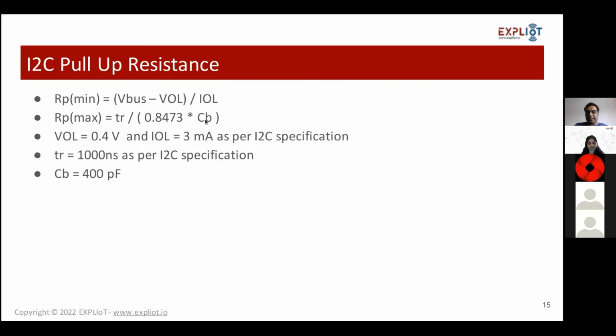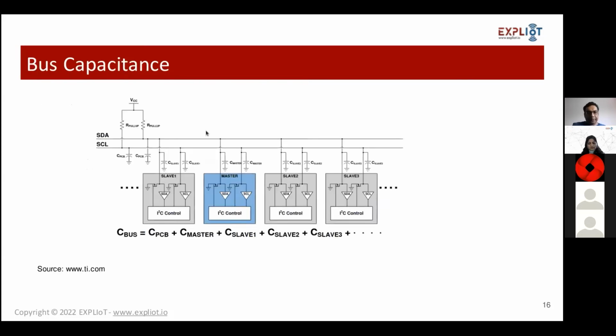And there is something called bus capacitance. Based on these two factors, we decide the minimum and the maximum amount of pull-up resistance. Here again, I'm giving you a hint about what kind of attacks are possible, where I try to change the existing pull-up resistors in a product with some other resistance, whether high or low. What you're doing is playing with the rise time and the bus capacitance. So let's first understand bus capacitance.